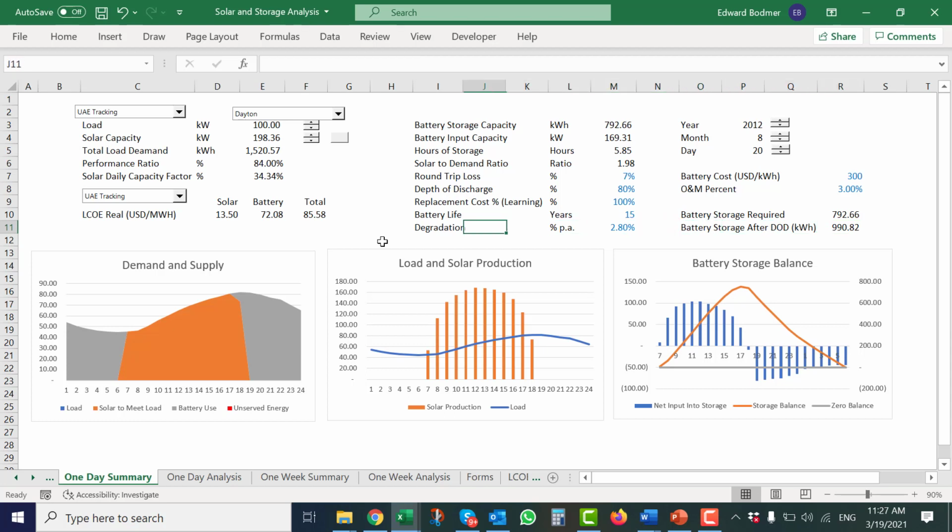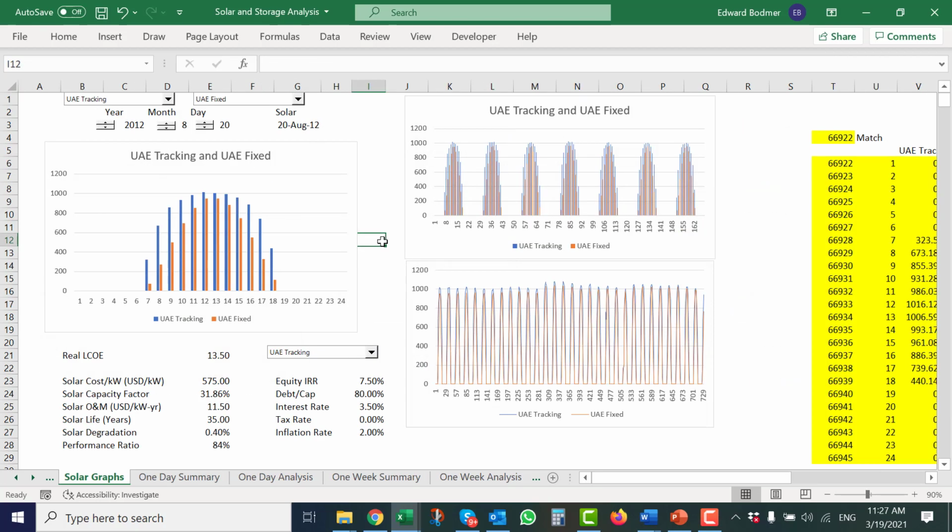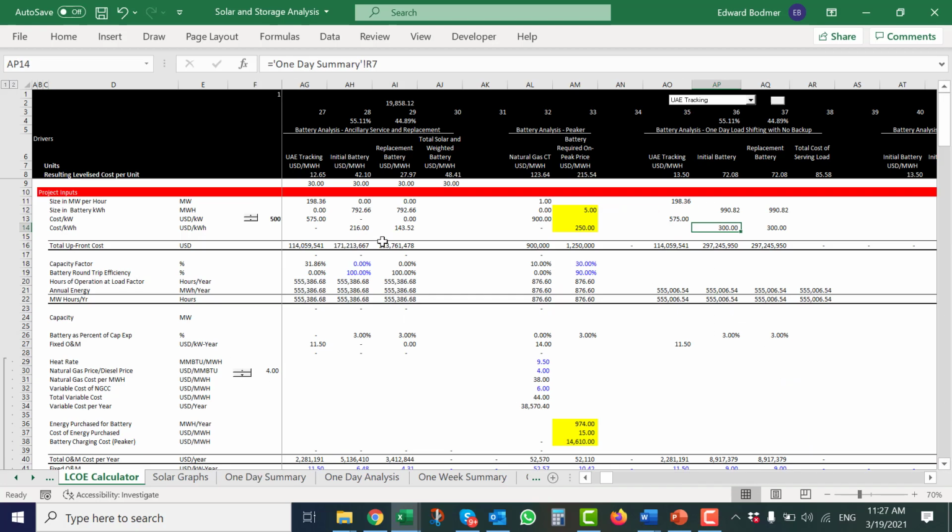Okay, so how did we get this number? And I thought, oh no, I made a mistake. And I always get worried about that. But I have a little thing over here that says, okay, here's the capital cost. And I put a capital cost for a current battery and a replacement battery.